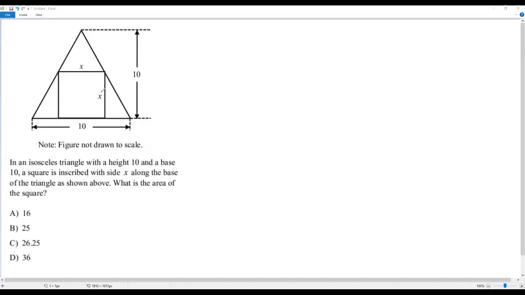Now my aim is to get the value of x because x represents the length of the side of a square. Once we get the value of x, we can multiply the value by itself to get the area of the square. Now we have to get the value of x.